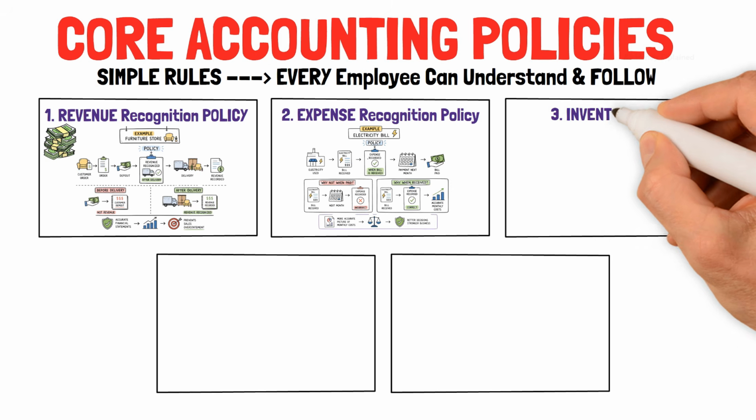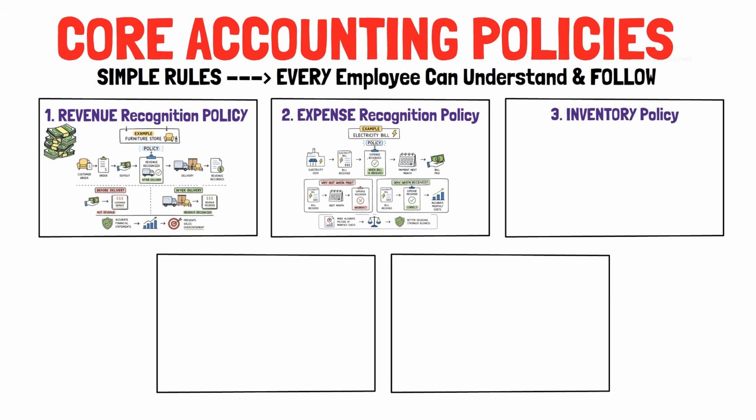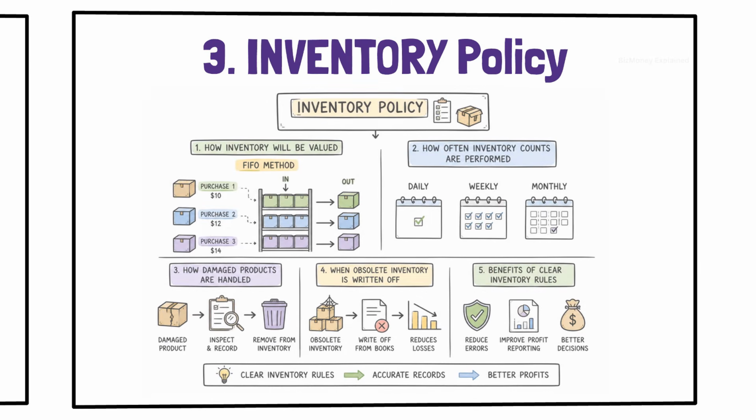Another important policy is the inventory policy. If your business sells physical products, you should define how inventory will be valued. Many businesses choose the first in, first out, or FIFO method. Your policy should also explain how often inventory counts are performed, how damaged products are handled, and when obsolete inventory is written off. Clear inventory rules reduce errors and improve profit reporting.